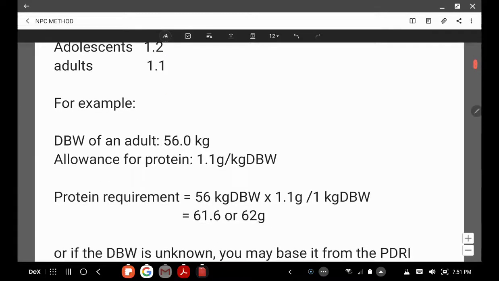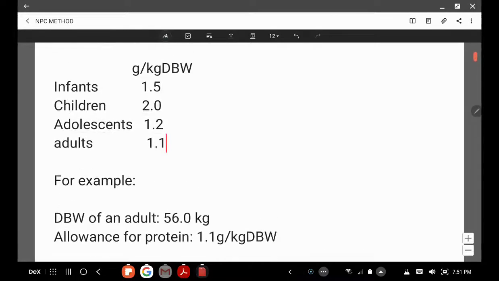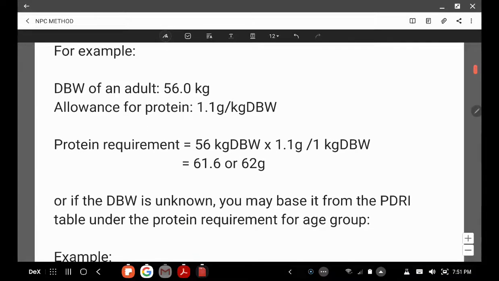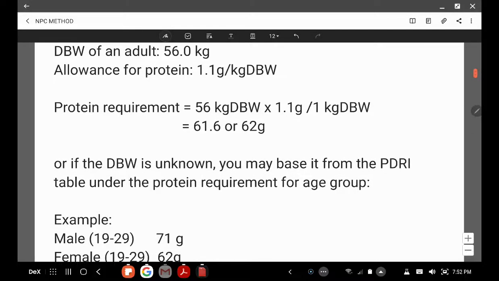For example, the computed desirable body weight of an adult is 56 kilograms. And then it says here on the table that the allowance for protein is 1.1 gram per kilogram desirable body weight. Then our formula for getting the protein requirement is the desirable body weight multiplied by the allowance for protein. So that's 56 kilograms desirable body weight multiplied by 1.1 gram divided by 1 kilogram. So the result would be 61.6 or 62 grams.